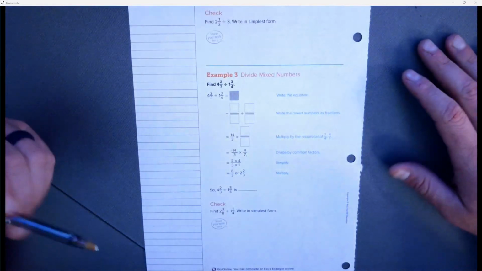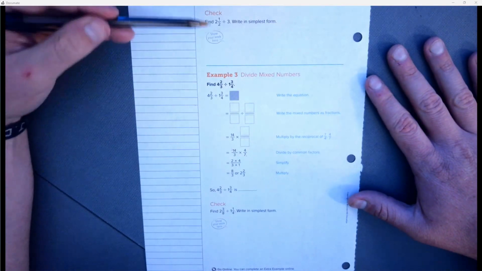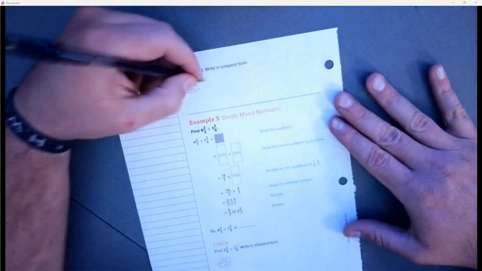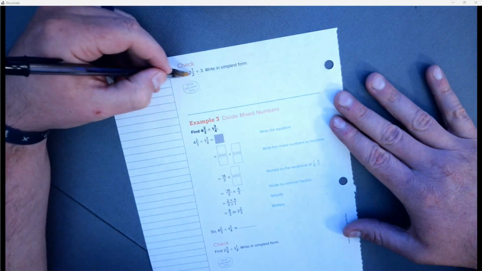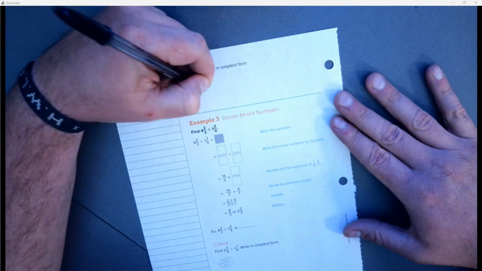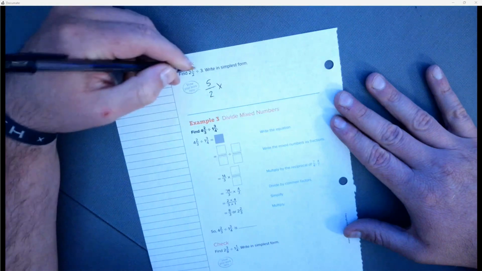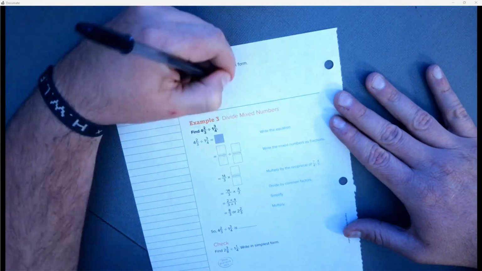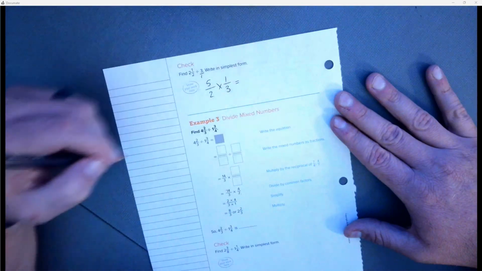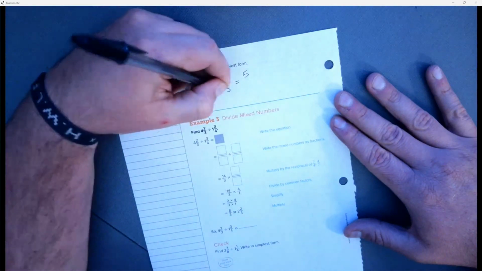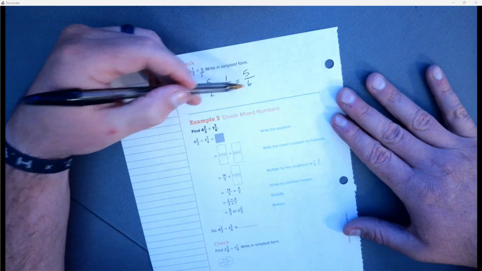We see this concept again on page 190. We have a check problem at the top from example 2. Find 2 1/2 divided by 3. So the first thing is we need to take this mixed number and turn it into an improper fraction. 2 times 2 is 4, plus 1 is 5, so 5 over 2 divided by 3. But we're going to change and flip, so we know 3 is the same as 3 over 1. So we're going to flip it to 1 over 3. There's no simplification I can do on the front end. 5 times 1 is 5. 2 times 3 is 6. So 2 1/2 divided by 3 is 5/6.